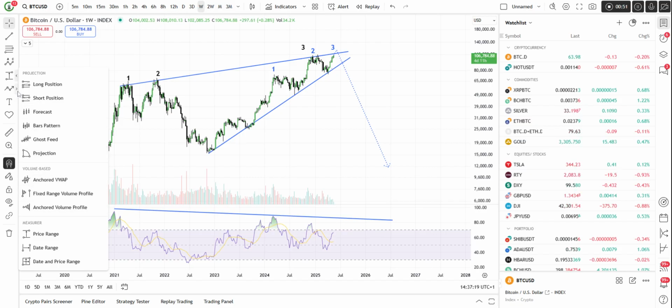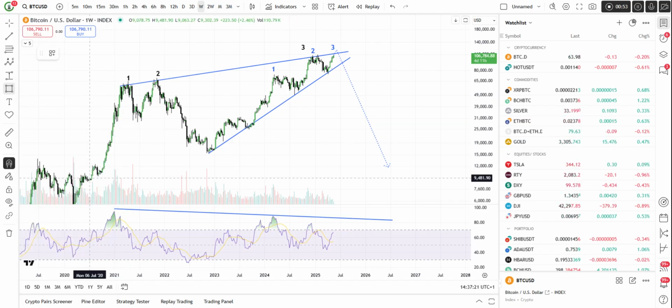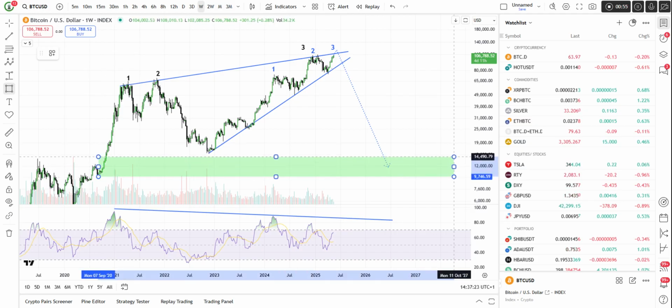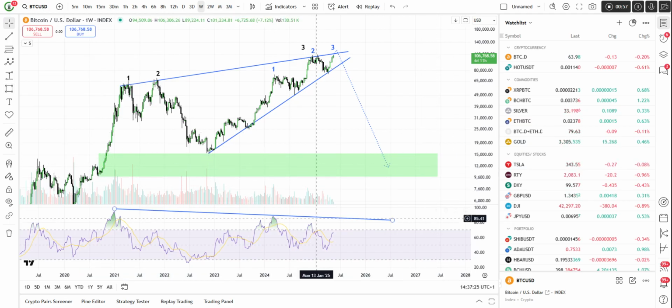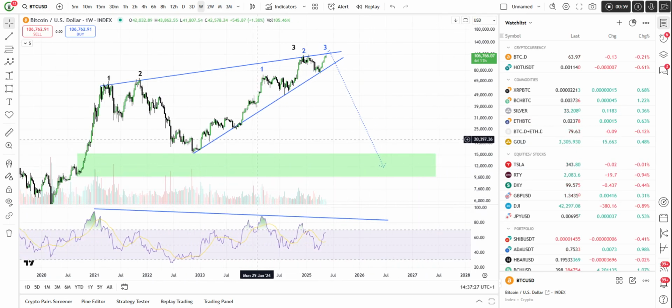So that is scenario one, that we go down into this zone. A lot of people are going to be saying that's stupid. But at the end of the day, look at it. That's not a bullish structure.